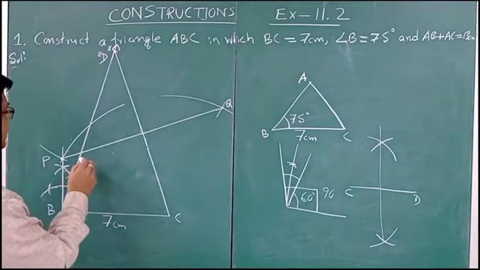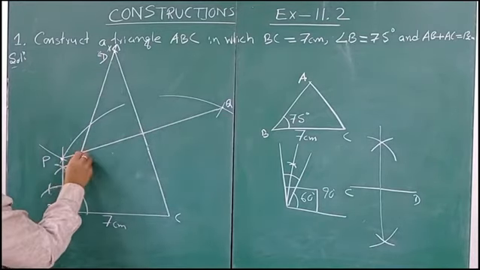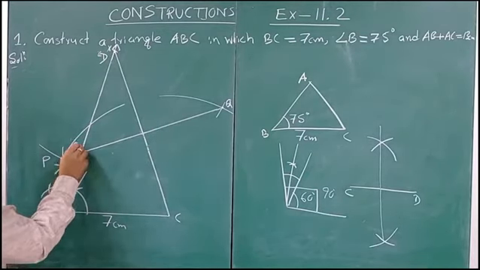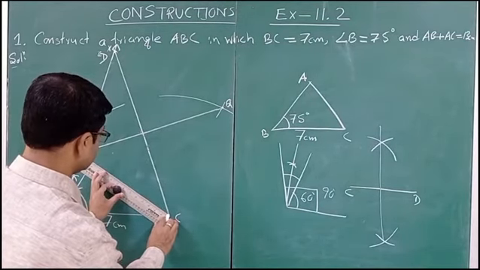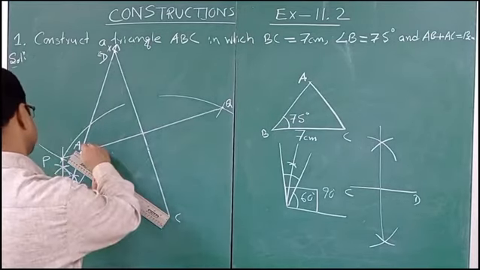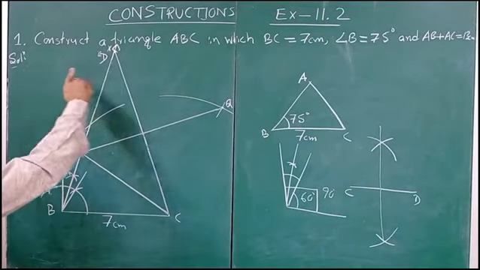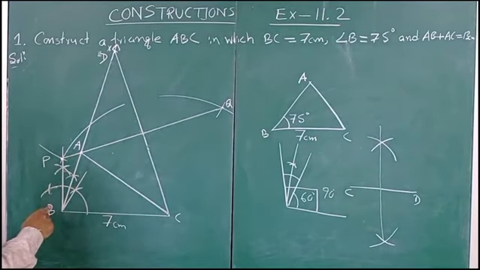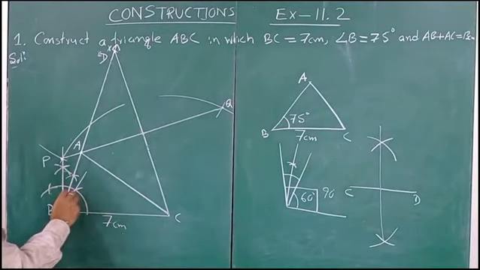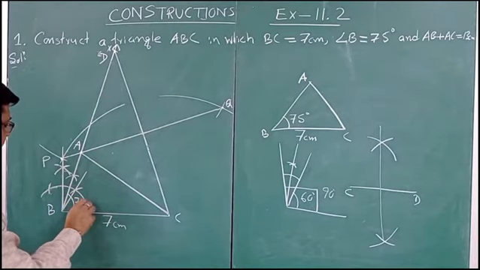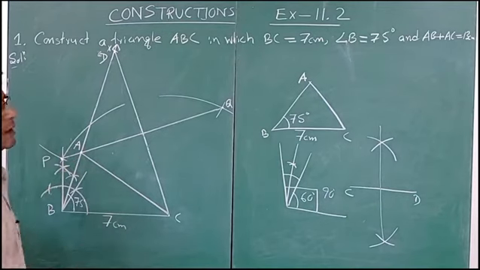Now dear students, you can check that this perpendicular bisector PQ intersects BD at this point. Let us name this point A. Okay, now let us join AC. We have got the triangle ABC. Question was construct a triangle ABC. Students, we have thus constructed triangle ABC, whose BC equal to 7 centimeters, angle B is 75 degrees, and AB plus AC is 13 centimeters.